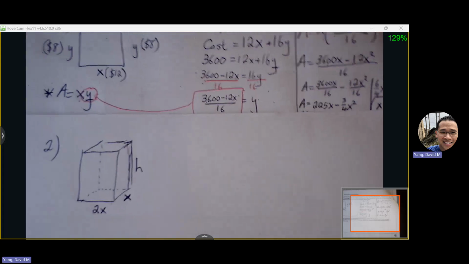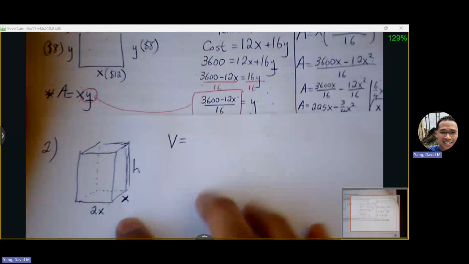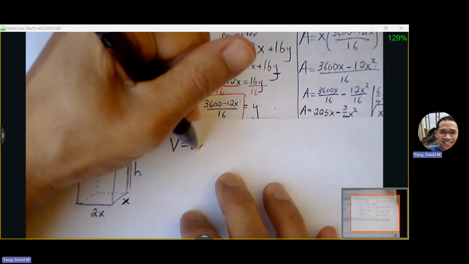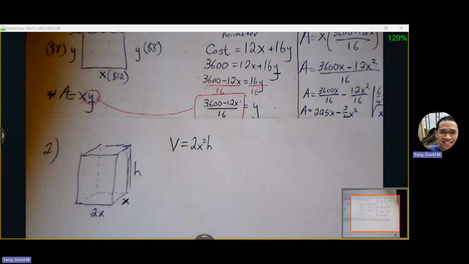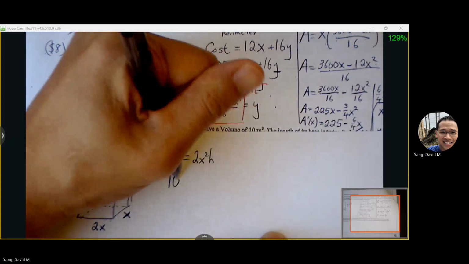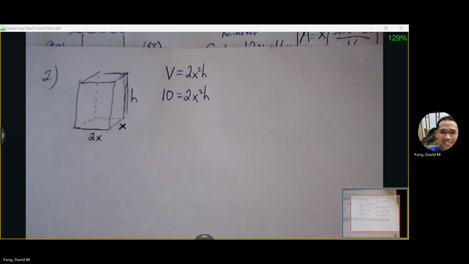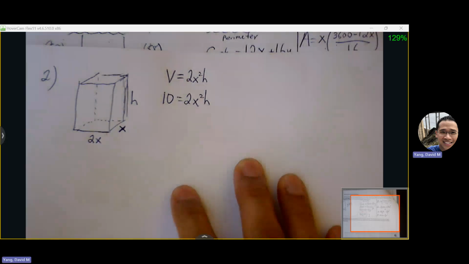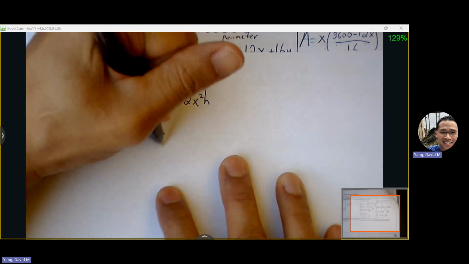Okay, so let's see. Volume is our supporting equation here. So volume is width times length times height, 2x squared h. I do have a set volume to play with here. I have 10 cubic meters. Now, ultimately, we're trying to minimize surface area. So let's build the surface area.